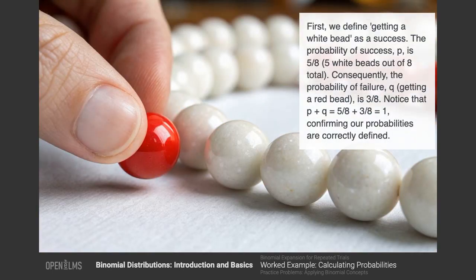First, we define getting a white bead as a success. The probability of success, P, is 5/8, 5 white beads out of 8 total. Consequently, the probability of failure, Q, getting a red bead, is 3/8. Notice that P plus Q equals 5/8 plus 3/8, which is 1, confirming our probabilities are correctly defined.